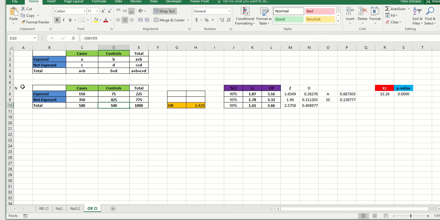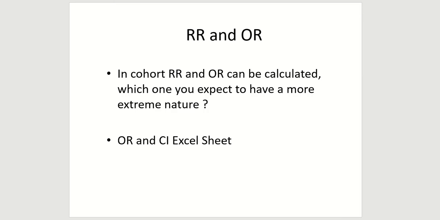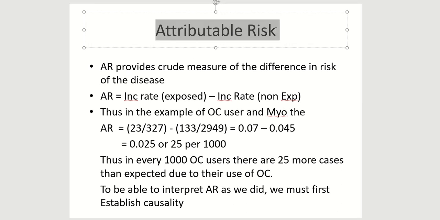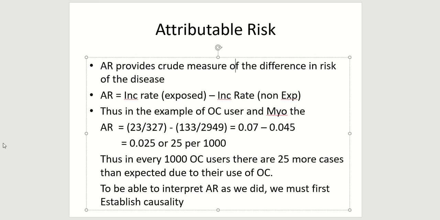All right. So what we're going to do now is go back to the lecture, and the next thing on our plate, we're still talking about the cohort. And in fact, now we're just going to look at the design that is for the RCT. This can be done for cohort and for RCT. And what we're going to discuss is the attributable risk. The attributable risk provides a crude measure of the difference in risk.